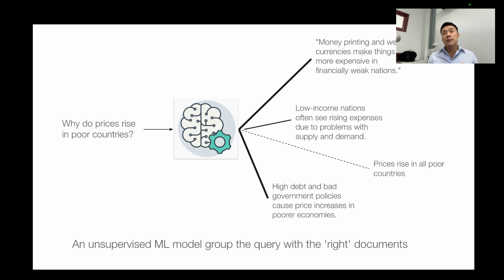And if you want the answer, one of the good ways to have a question answering system is to find a document that sort of answers the question. So essentially you group the documents based on the meaning of the question. So for example, the first one: money printing and weak currencies make things more expensive in financially weak nations. Financially weak nations means poor countries, right? But the string looks totally different. But there has to be an algorithm that figures out the group of meanings.